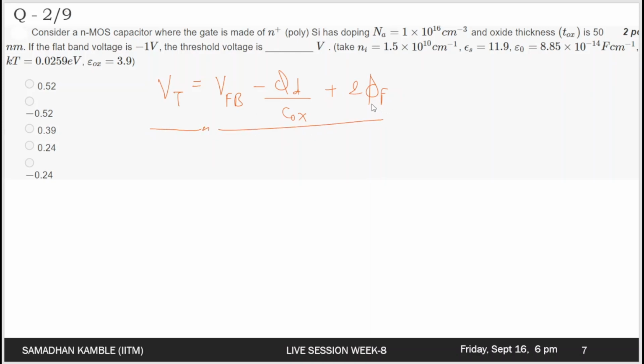So first and foremost, let us find out phi f, which is nothing but kT ln Na over Ni. Na is the charge carrier concentration, doping, and Ni is the intrinsic.